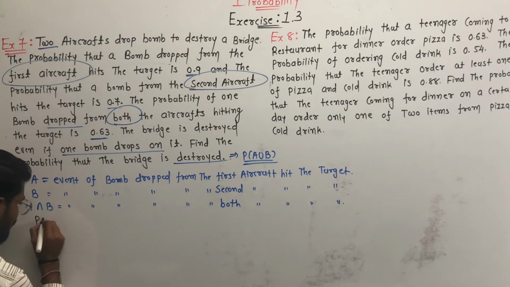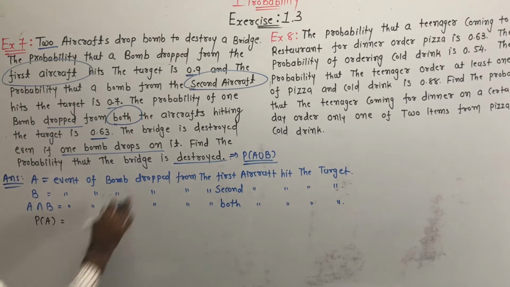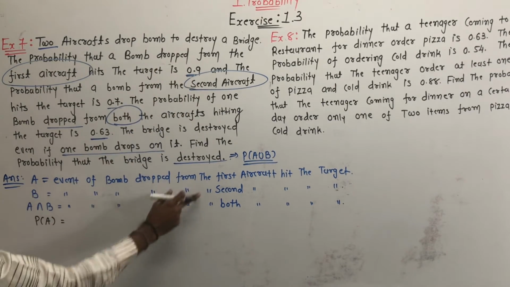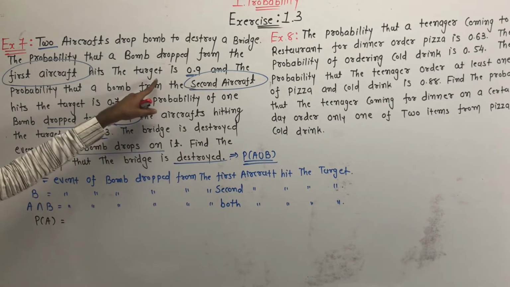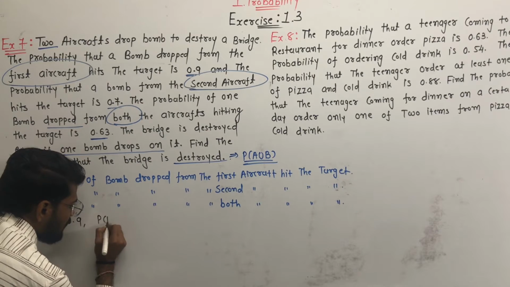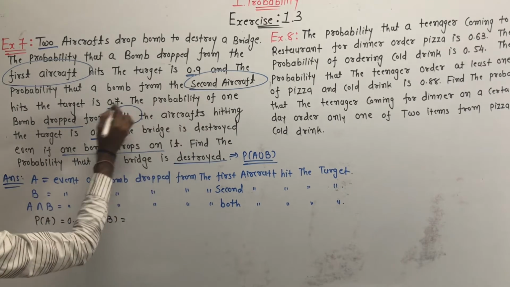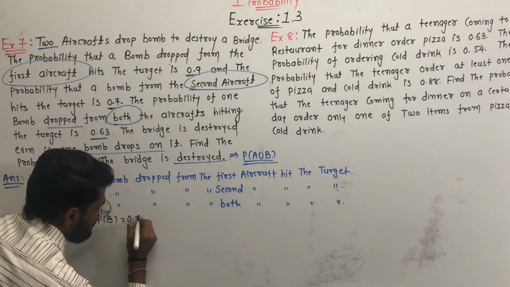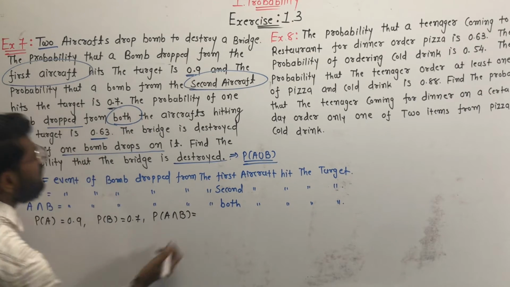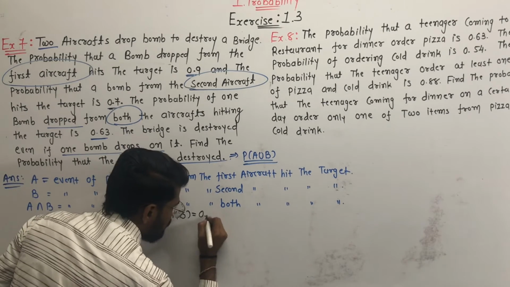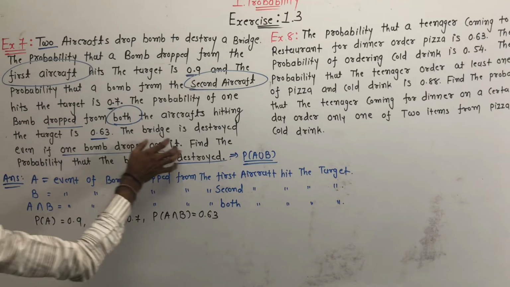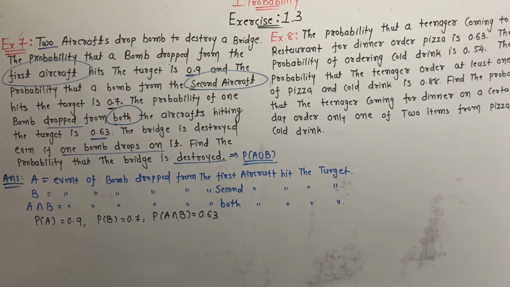Yes, P of A. First event A is the bomb drop from the first aircraft on the target, and the probability is 0.9, and the P of B is equal to 0.7. Yes, then the P of A intersection B is equal to 0.36. Okay, now we have to find the probability that the bridge is destroyed even if one bomb drops on it.